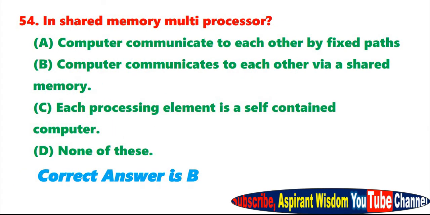54. In shared memory multiprocessor: A. Computers communicate to each other by fixed paths. B. Computers communicate to each other via a shared memory. C. Each processing element is a self-contained computer. D. None of these. Correct answer is B.